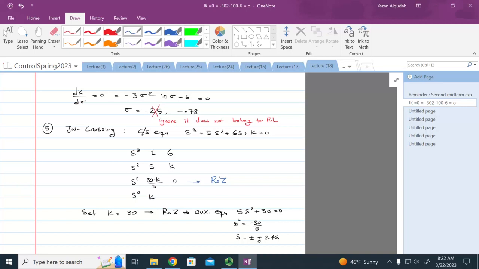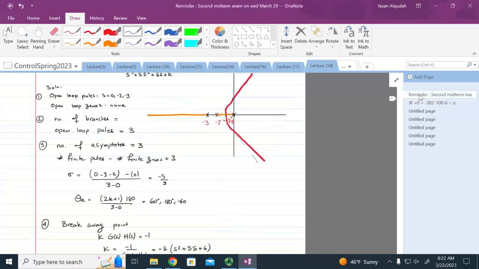Is that clear, everybody? So therefore, we can come here and label this point as j 2.45. And this is negative j 2.45, and this is when k is equal to 30. Any questions?